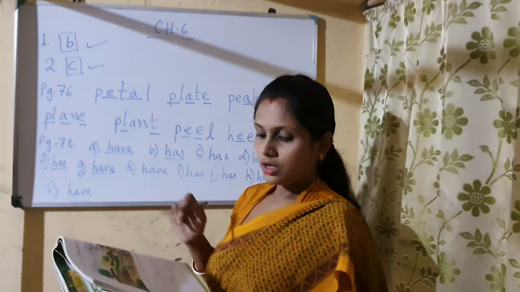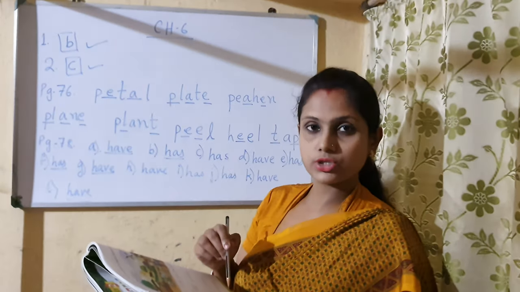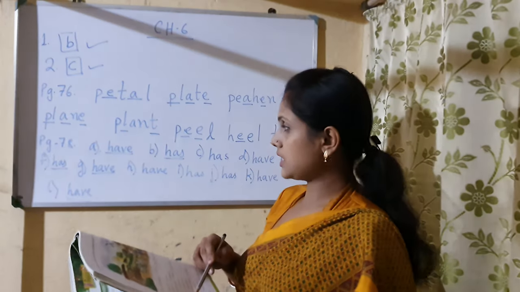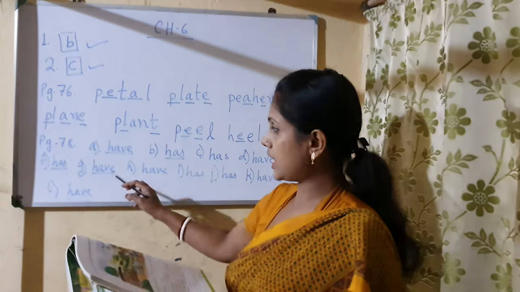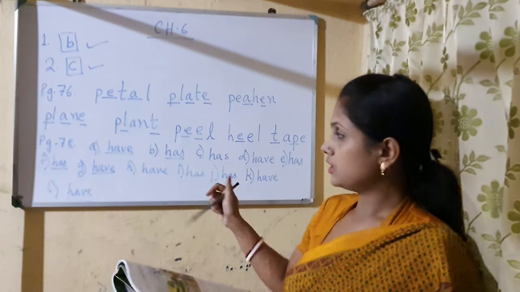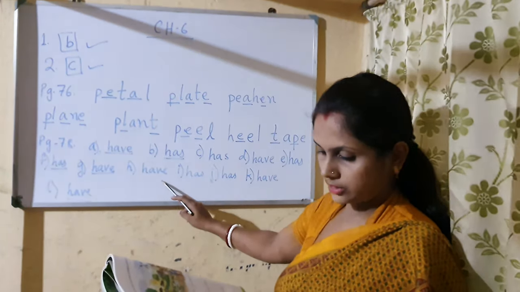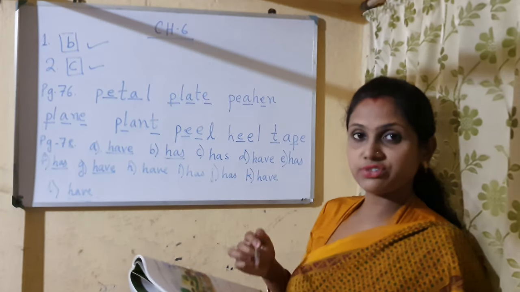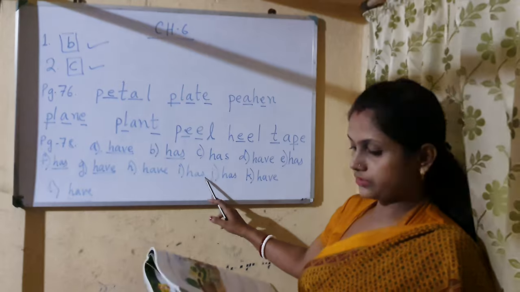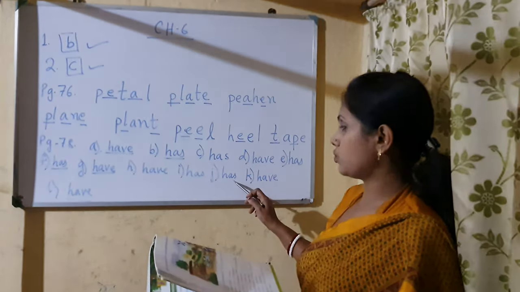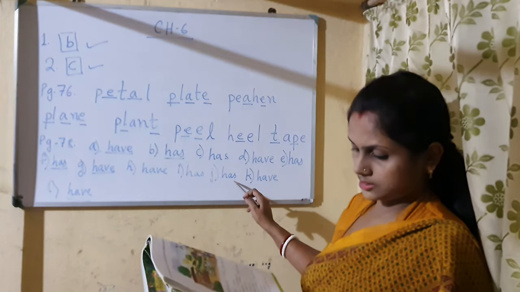Number F, the rooster dash a green tail. Rooster is also one animal, rooster has. The ducks, ducks is plural, S is given, so the ducks have. Grandfather and grandmother, two persons, so have, number H. Number I, grandfather dash a red tractor. Grandfather is one person, has a red tractor. Grandmother dash a blue tractor. Grandmother is also one person, has a blue tractor.